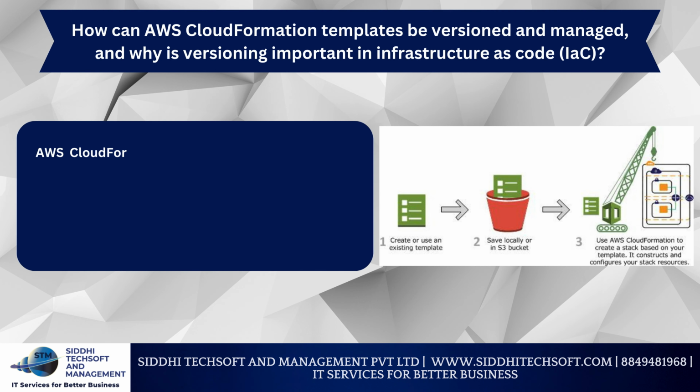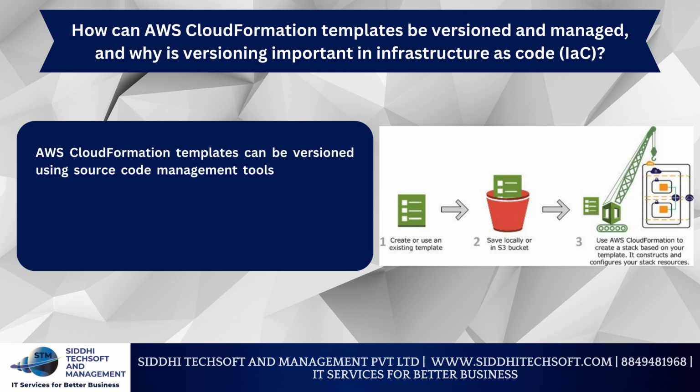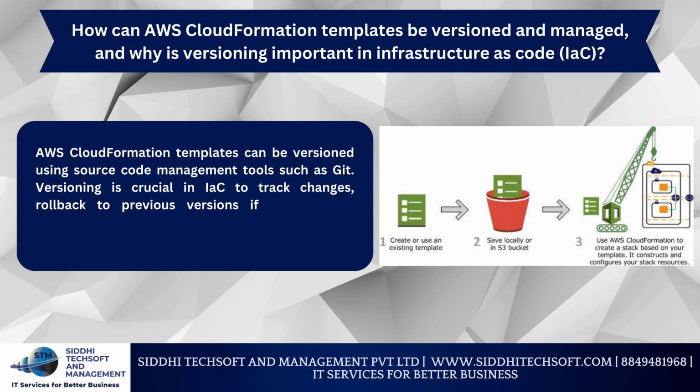How can AWS CloudFormation templates be versioned and managed, and why is versioning important in infrastructure as code? AWS CloudFormation templates can be versioned using source code management tools such as Git. Versioning is crucial in IaC to track changes, roll back to previous versions if needed, and maintain a clear history of infrastructure modifications.